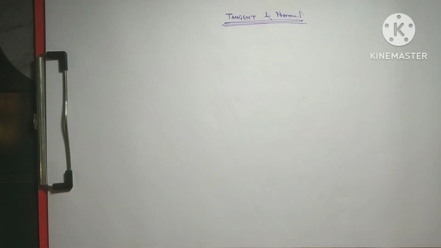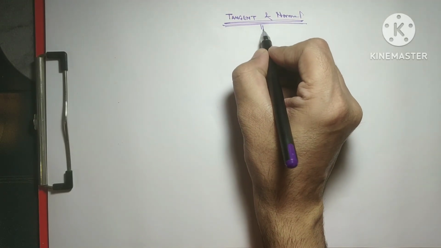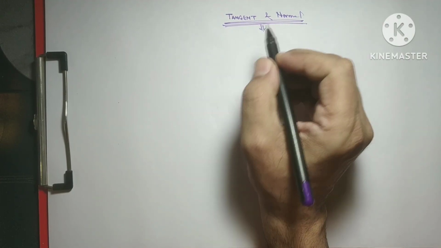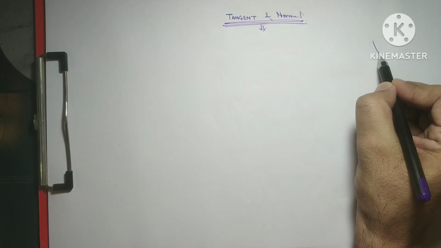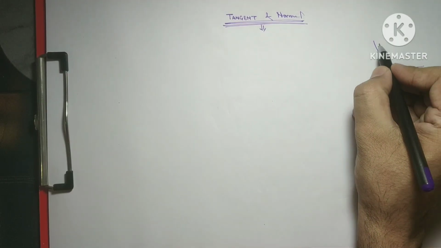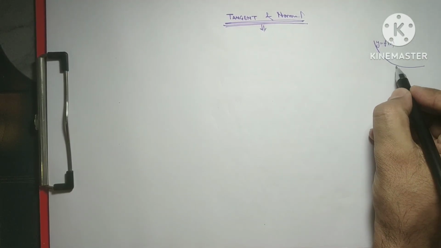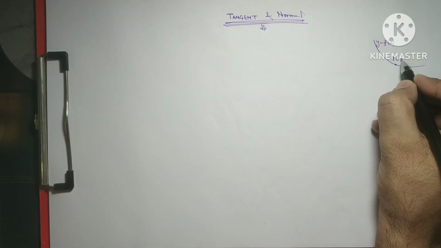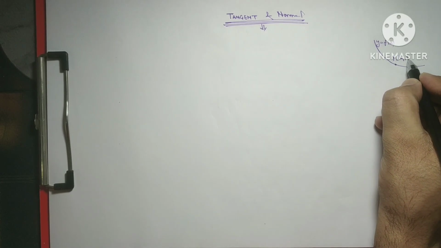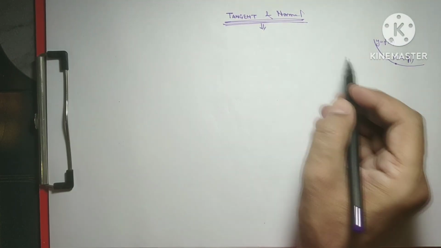Hello guys, we are taking the topic tangent normal, in which first we will consider the equation of curve y equals to f(x), and there should be a point at which we will find these tangent and normal.